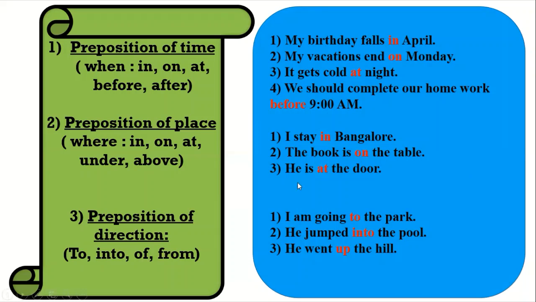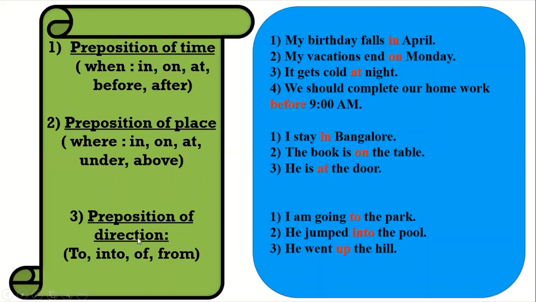You can see one more example. He is at the door. It's a small place. So the dog is at the door, or he is at the door, or the guests are at the door. We won't say in the door or on the door. It's wrong. Next one, the book is on the table. Again, telling the place where it is. So all these next three sets are related to place.